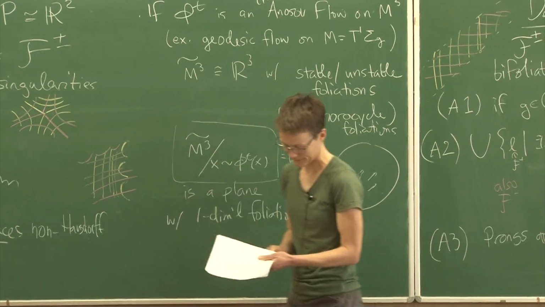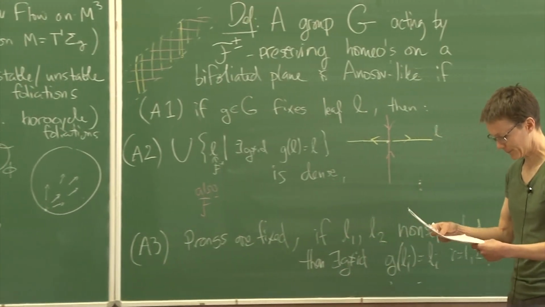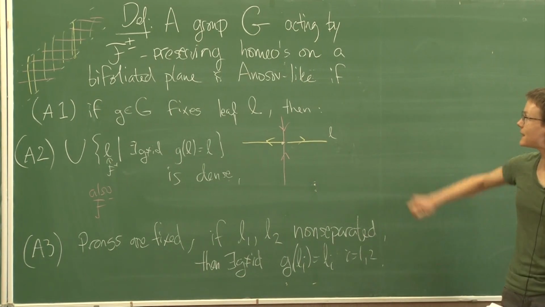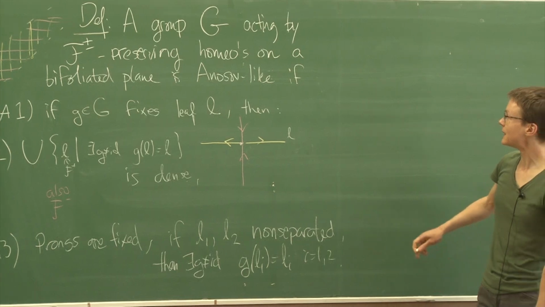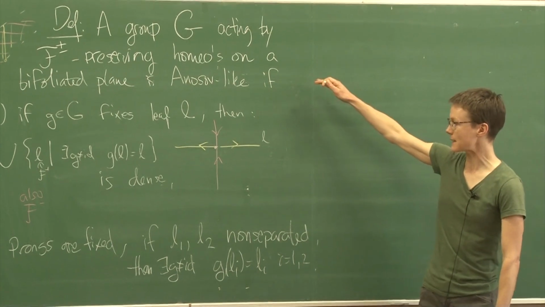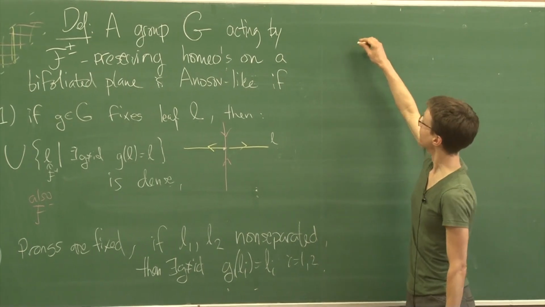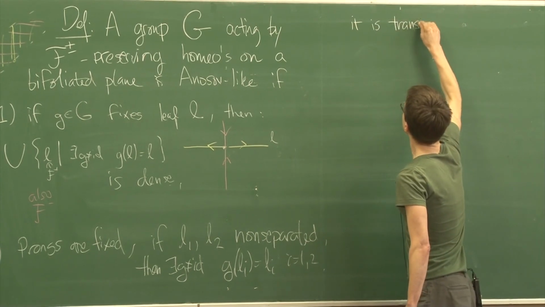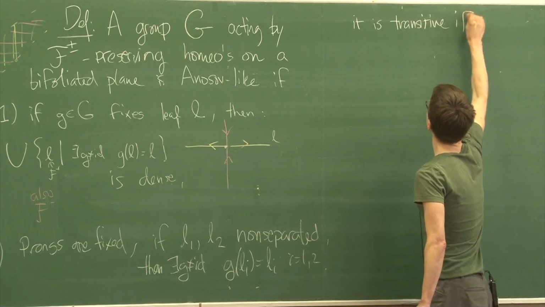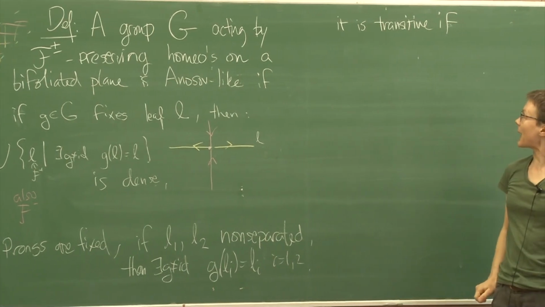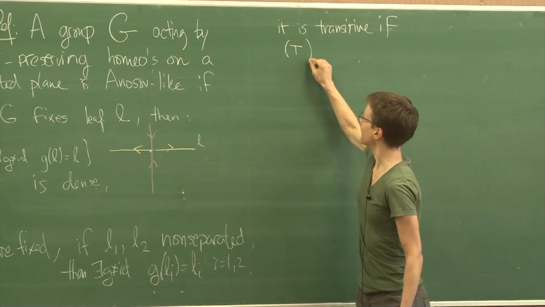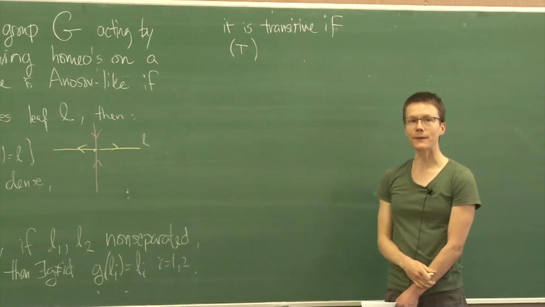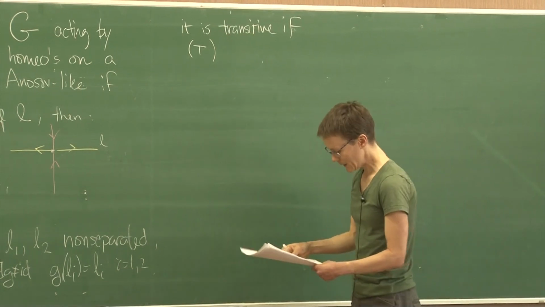That's the definition. Additionally, I say such an Anosov-like group action is transitive. Okay, so this is another thing that you can add. If it satisfies this property, the axiom that I'll call T, which doesn't seem obvious right away that it has to do with transitivity.